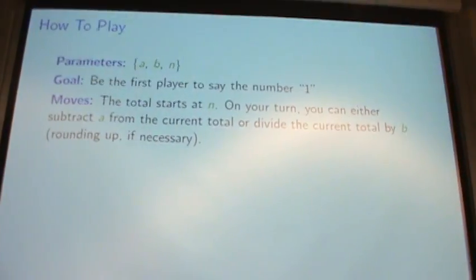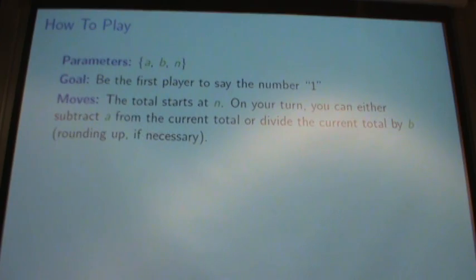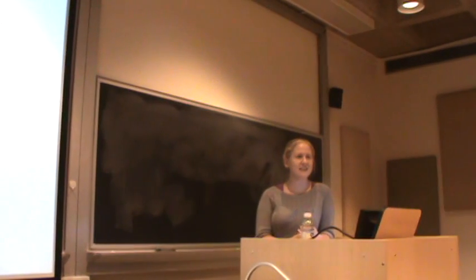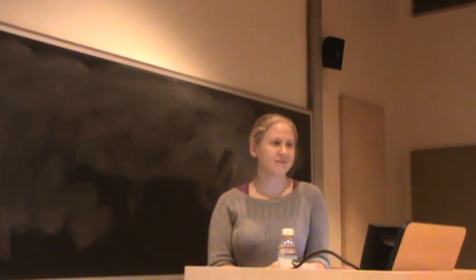So first I want to start just by talking about the game itself. I think of each of these games as having three parameters, A, B, and N. It's a two-player game. Both players are competing to say the number 1. They start at N, and each player on his or her turn can either subtract A from the total or divide by B. Those are our two parameters. When we divide by B, if it doesn't divide evenly, we will round up.